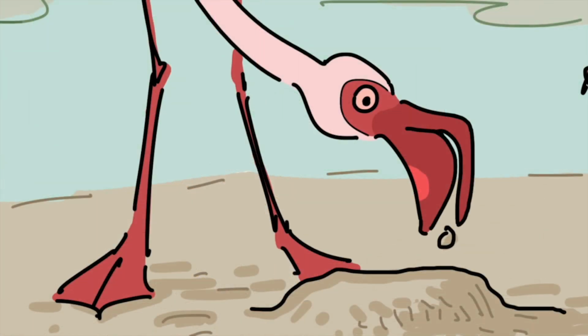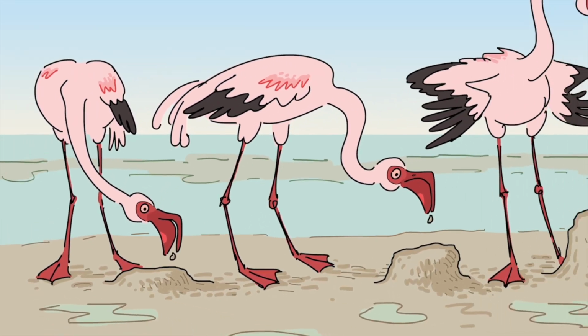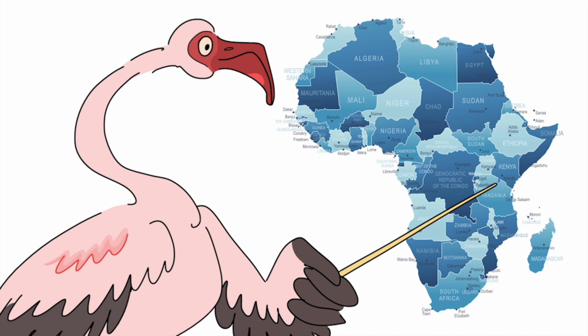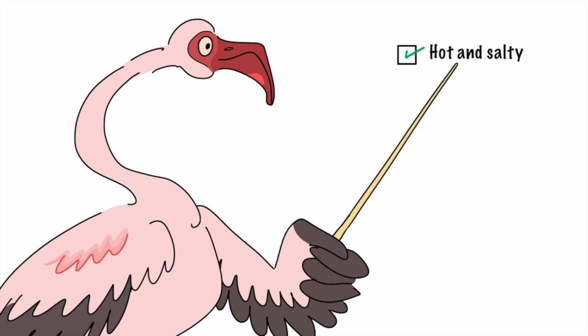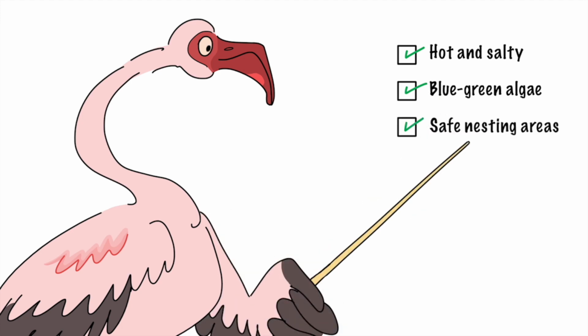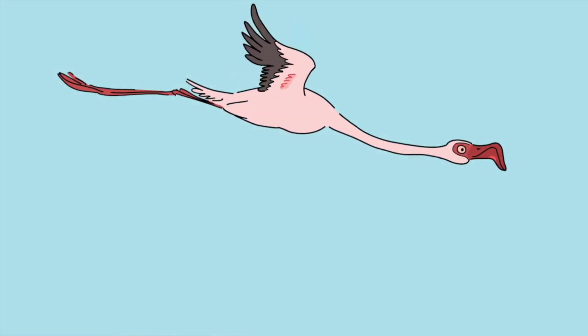Flamingos need safe places to build their nests, isolated, protected. They pile up mounds of mud in shallow spots far from shore. In East Africa, there's only one lake that fits this description of a perfect breeding spot. Lake Natron in Tanzania. Hot and salty? Check. Blue-green algae? Check. Safe nesting areas? Check. Fresh water? Check. The word's out.